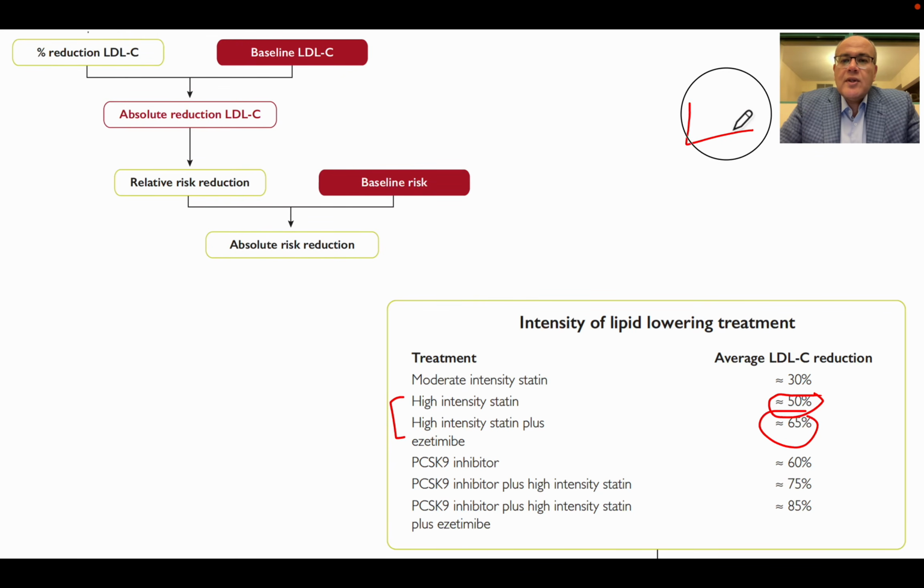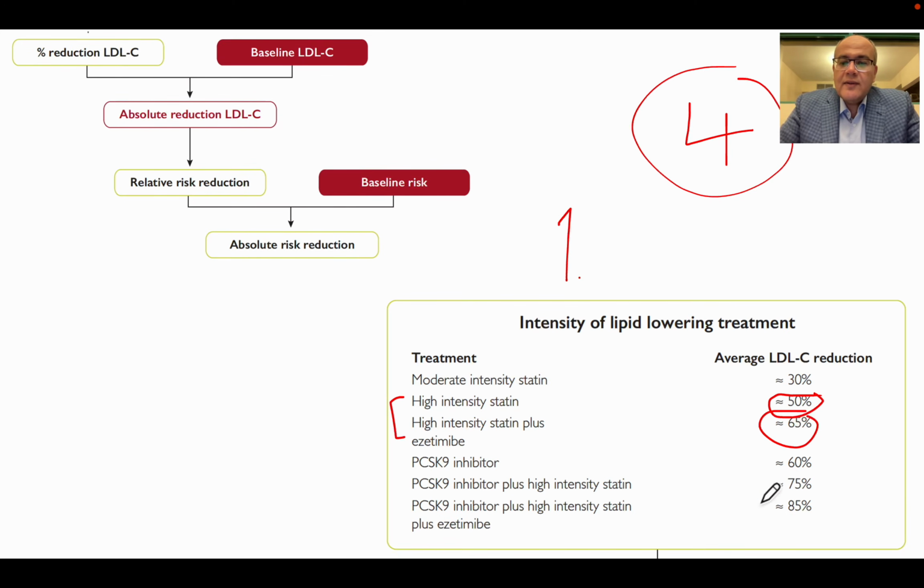Imagine a patient who starts with an LDL value of 4, and he is very high risk, and we need to bring this 4 down to 1 or 1.5. It means we need to go approximately 75% LDL reduction. And you can see here, even if the patient tolerates the highest intensity statin with ezetimibe, we will not be able to reach that.